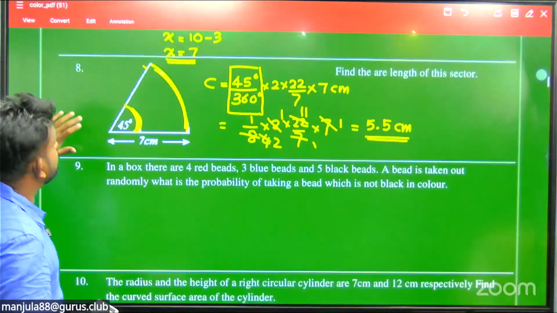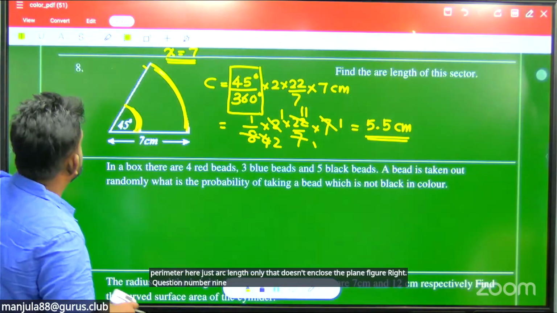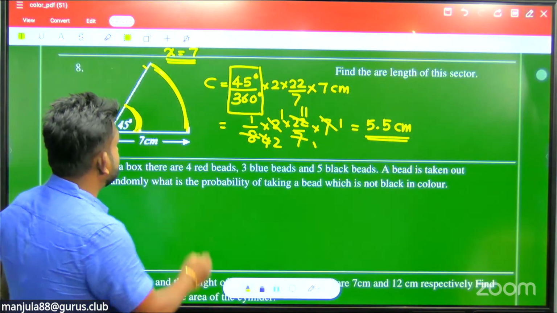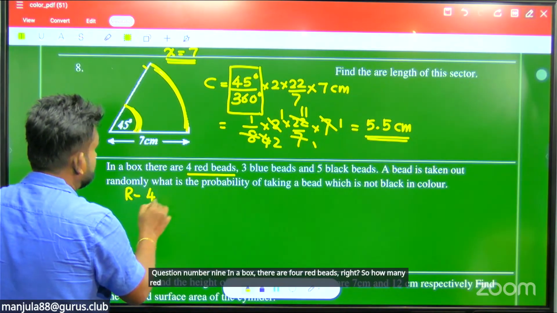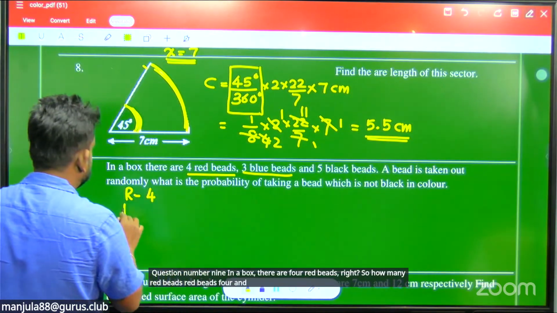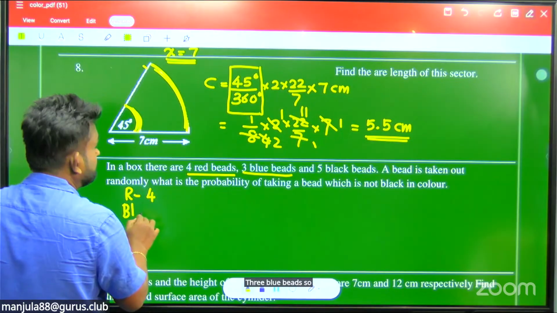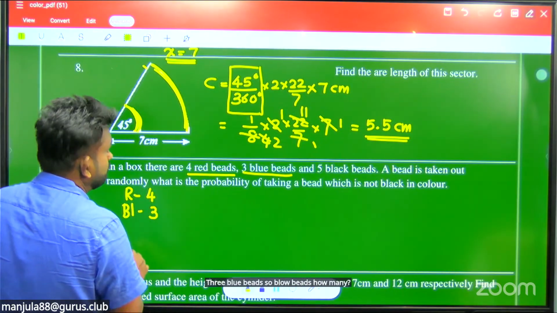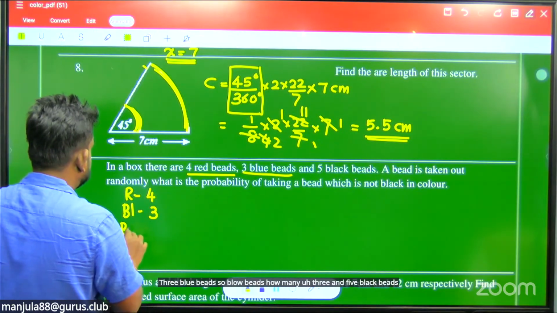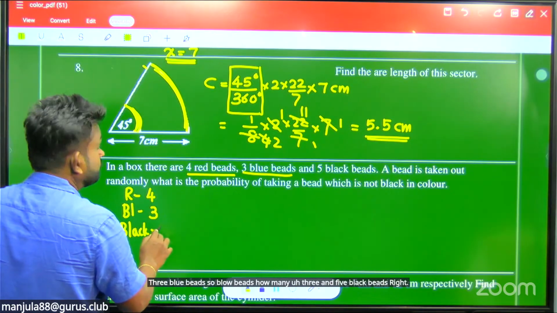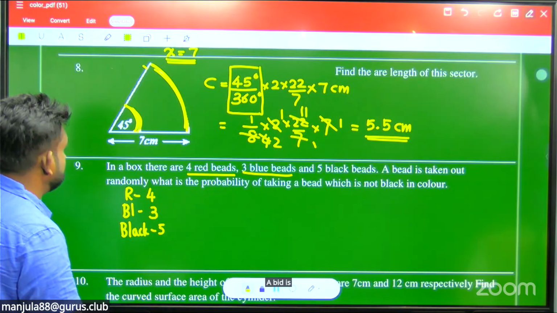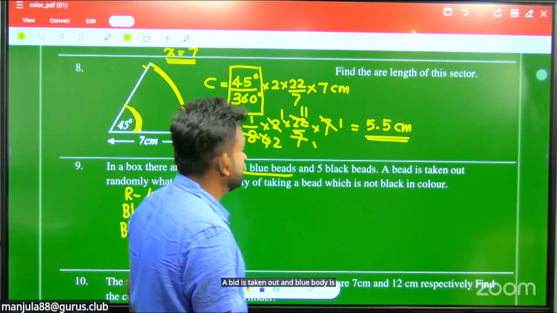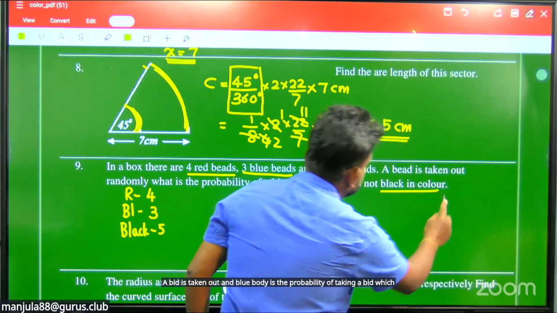Right. Question number 9. In a box, there are 4 red beads, 3 blue beads, and 5 black beads. A bead is taken out randomly. What is the probability of taking a bead which is not black in color?